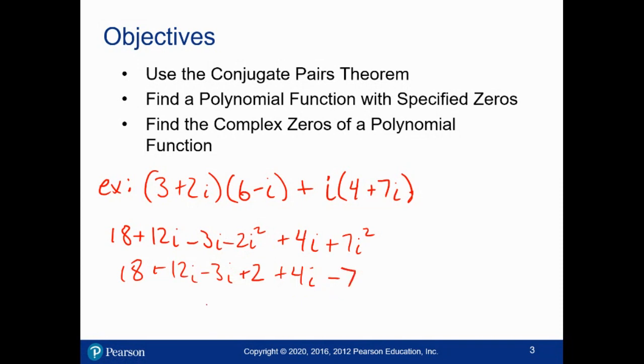Now I'm going to collect all of my i's and all of my plain numbers. So I have an 18, a 2, and a minus 7. That gives me 13. 12i minus 3i plus 4i gives me 13i. Okay, so we were able to just do that arithmetic.